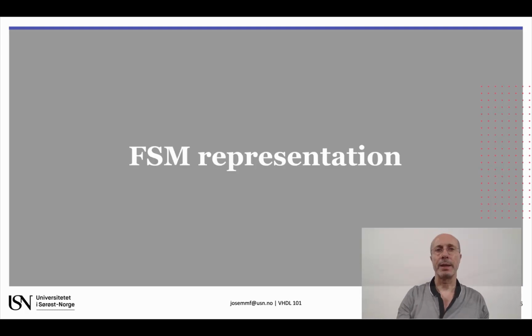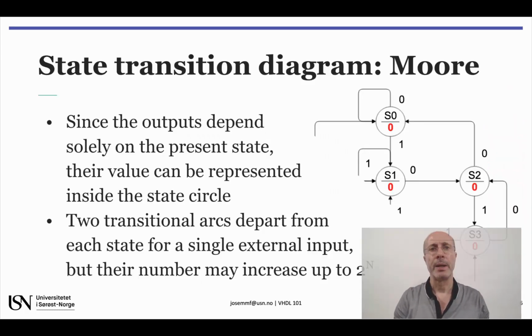Let's start with the representation aspects. You should be somewhat familiar with state diagrams by now, since I used this representation method to discuss the sequence detector. As it was said on that occasion, if we are designing a Moore machine, then the outputs depend solely on the state, and as such their value can be represented inside the state circle. It is shown in red in this slide.